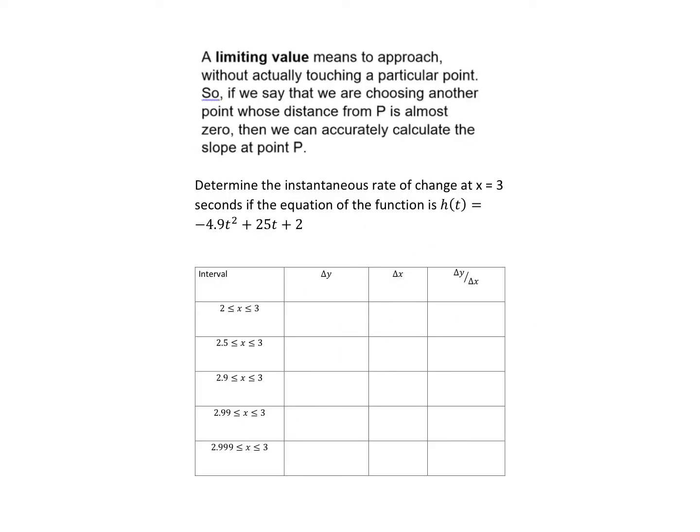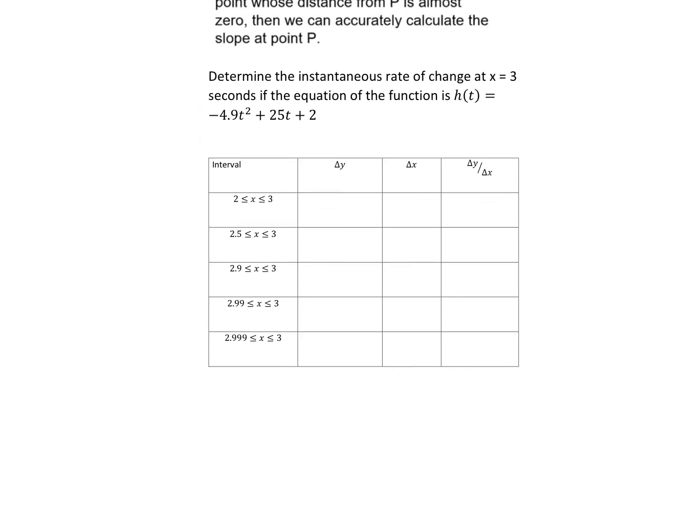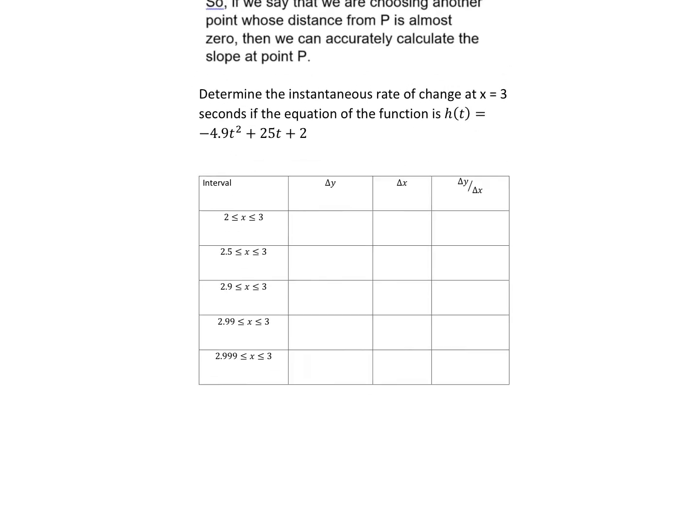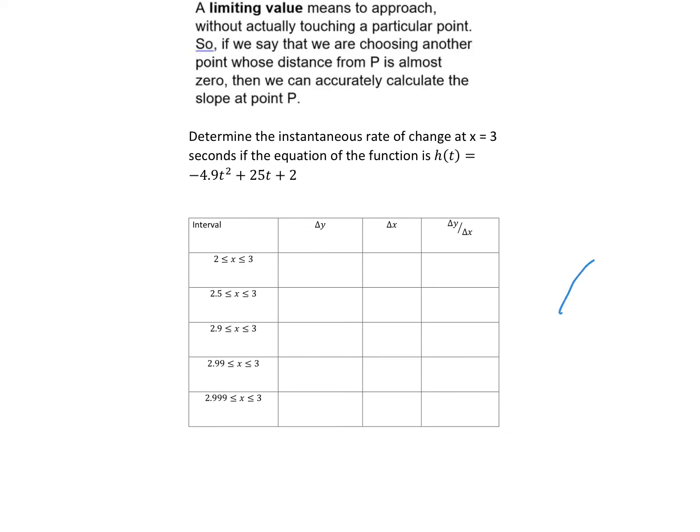So for example, let's say we wanted to find the instantaneous rate of change of a function given as h of t, and we want to find it at exactly 3. So we have a function that looks something like this. We want to find the rate of change at this point 3. So what we can do is we can pick a point that's further away. So I decided to start from the left side, and I picked a point at 2, and I am going to find the slope of the secant line between 2 and 3.